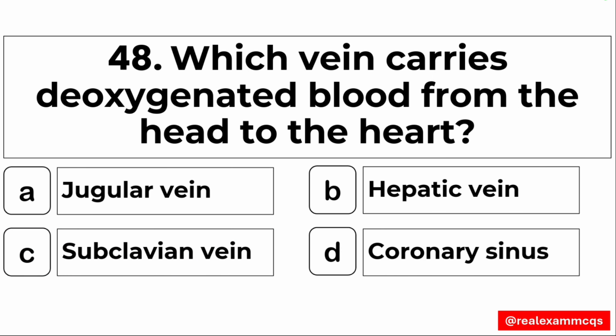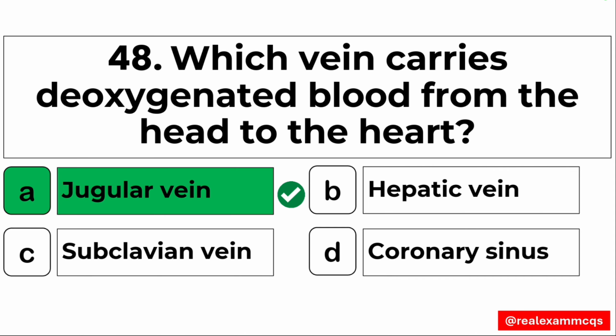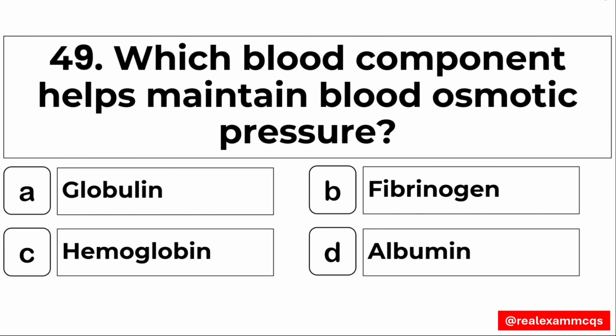48. Which vein carries deoxygenated blood from the head to the heart? These are the jugular veins. Option A is the right answer. 49. Which blood component helps maintain blood osmotic pressure? Right answer is option D. The albumin.